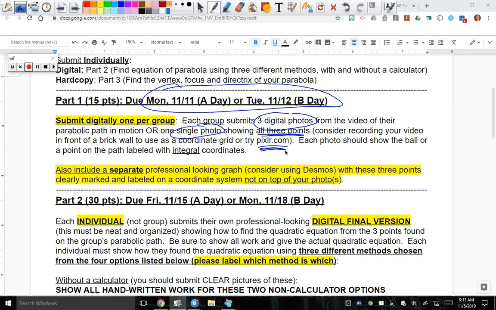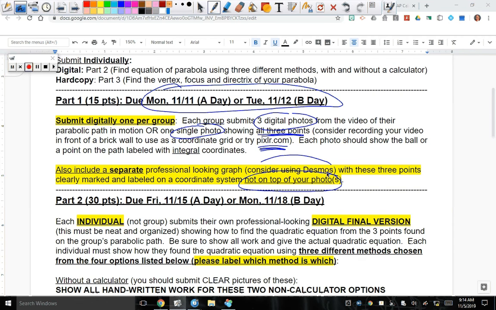Look at this at the very end. It includes a separate professional looking graph. Consider using Desmos. So you guys are going to be busy for the rest of the period for sure, and you can get this done today if you really bust it out. With these 3 points clearly marked and labeled on the coordinate system. Guys, with this Desmos, I do not want these points on top of your photos. Don't try to do a Desmos graph by putting the picture on there. I just want a Desmos graph. The photos are something different. Do we understand? Are there any questions?